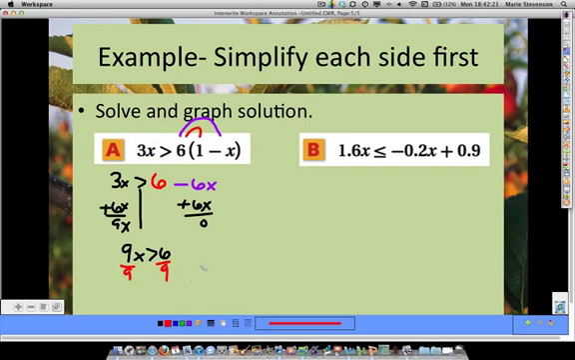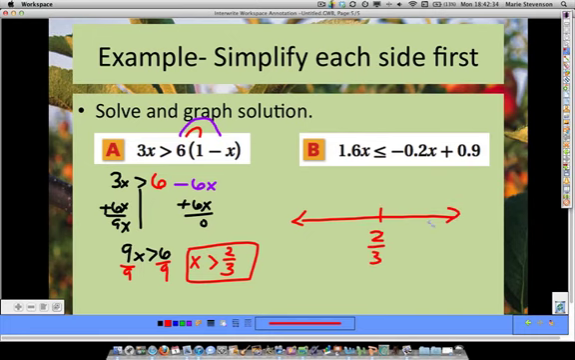Divide by 9. I'm dividing by a positive, so my inequality does not flip. 6/9 reduces to 2/3. Don't panic about the fraction. Okay. Open circle to the right. There you go.